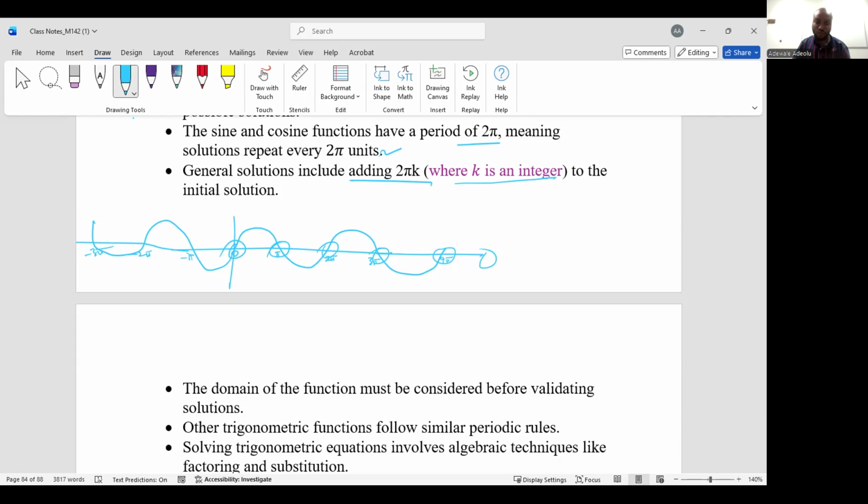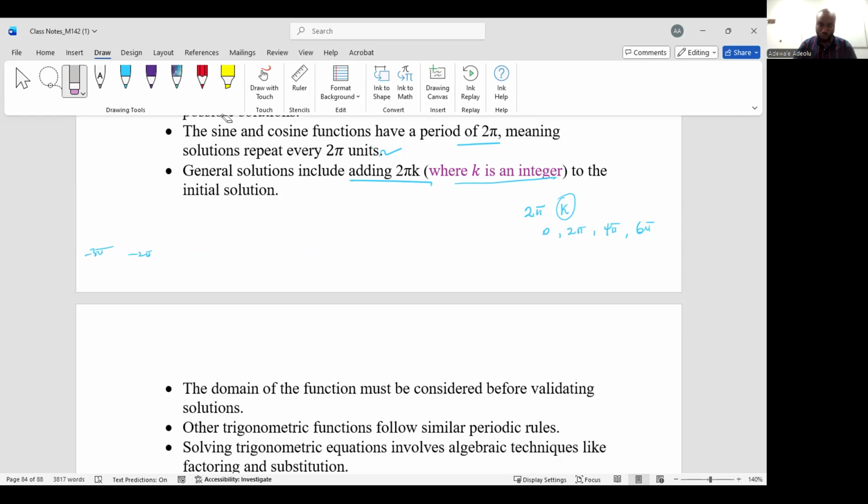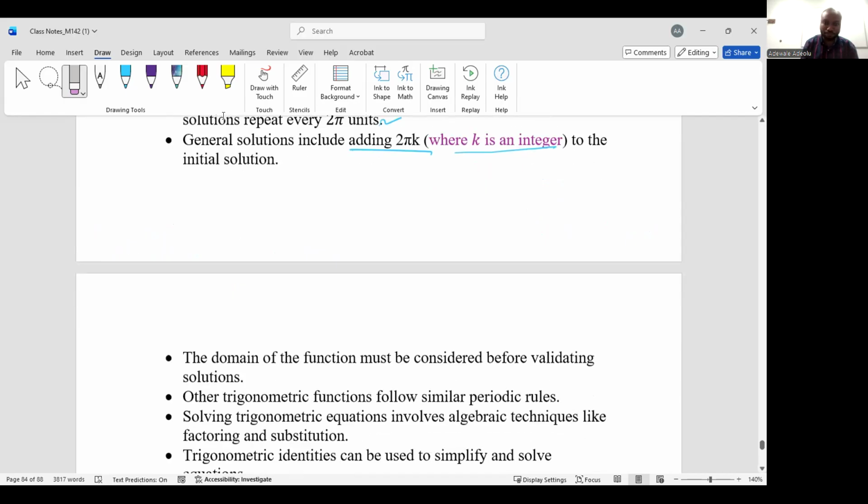So we need to be able to take that into account when we want to write our solution, to account for everything. And to do that, we use the concept of k. For example, if the period is 2 pi, then we say 2 pi k. Now, since k is an integer, we are saying when k is 0, what is it? Oh, it is at 0. When k is 1, it is at 2 pi. When k is 2, it happens at 4 pi. When k is 3, it happens at 6 pi, and so on. We will consider examples to establish all these points. I'm just putting that ahead of time.